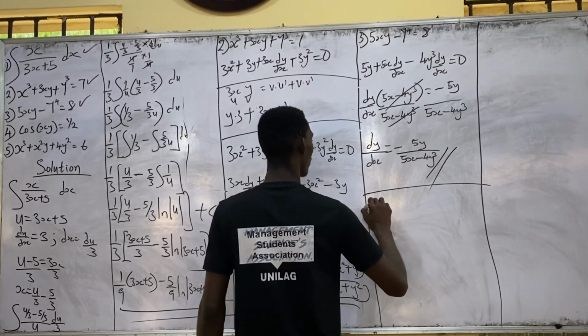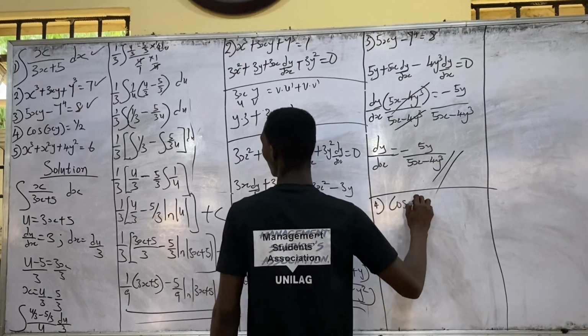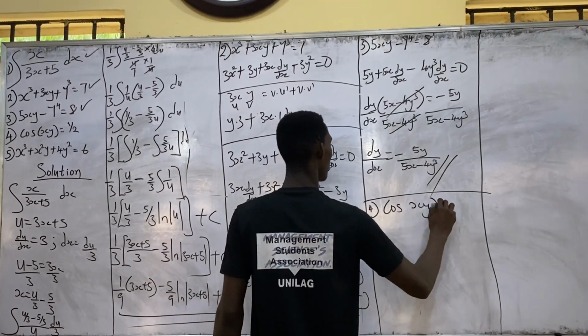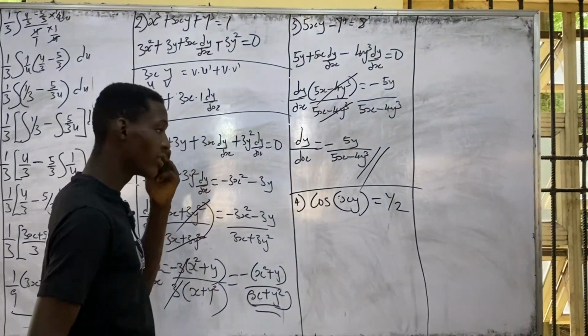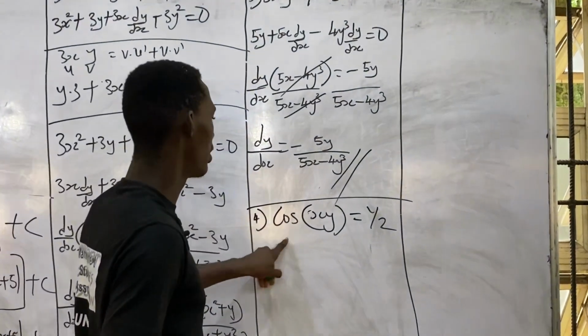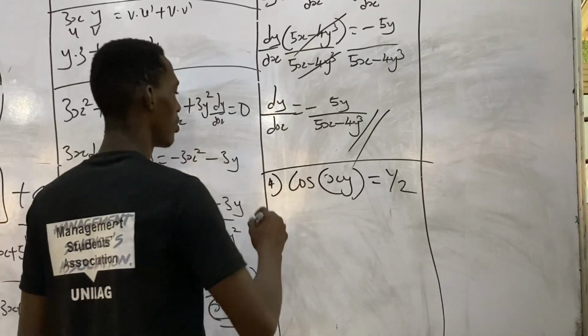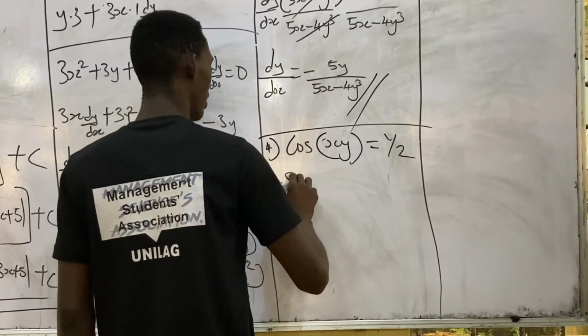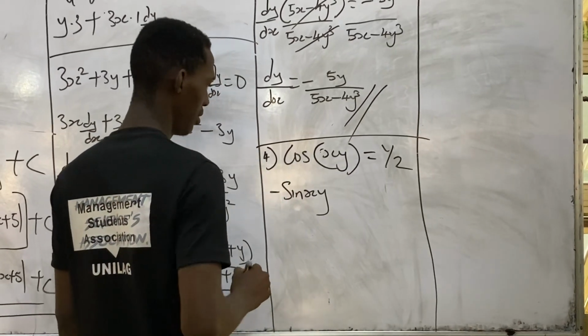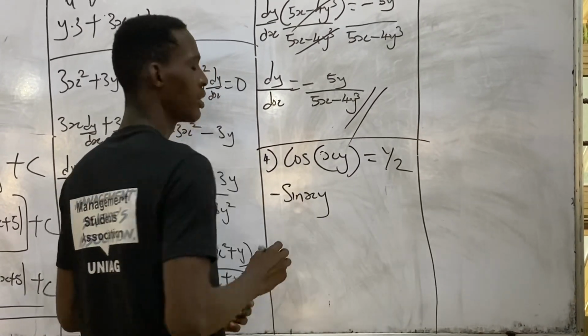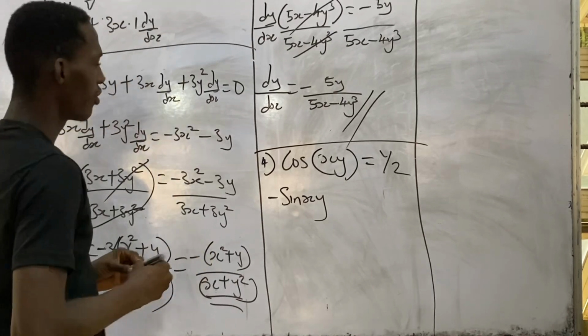So we have our 4 cos xy is equals to half. So what's that? Now, if you have to find the derivative of this, it will give us what? Minus what? Sine xy. Alright, so this is what we'll do for those that have not been solving this.